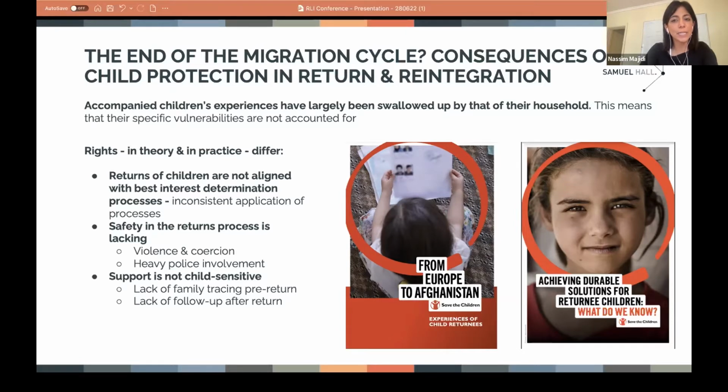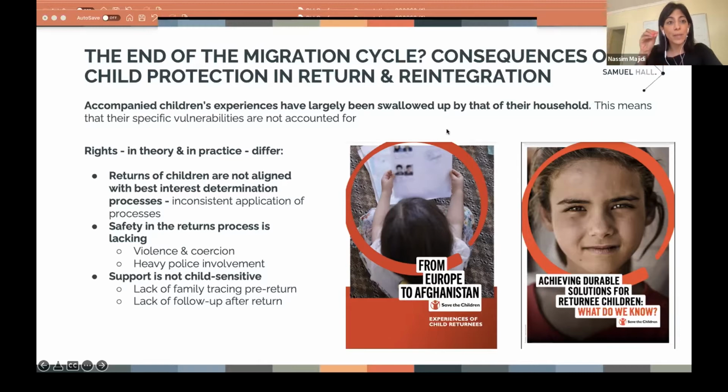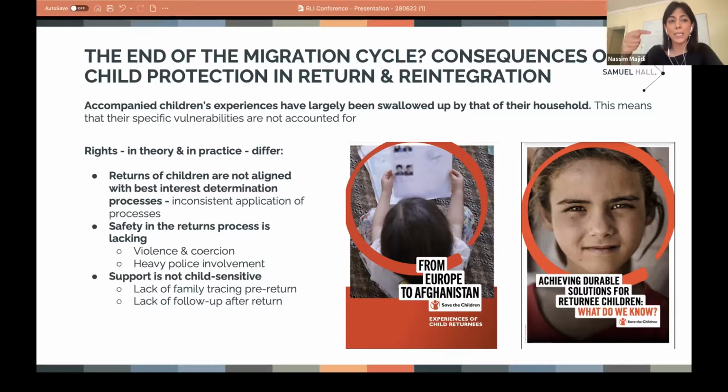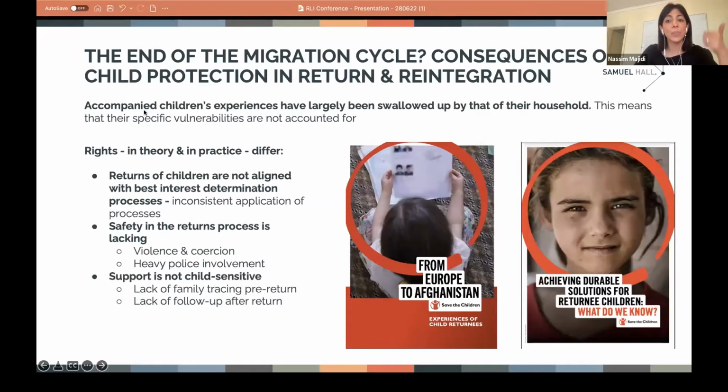I think the first is how our research shows that rights in theory are not applied in practice, in a context where, when we talk about returns, states' migration management considerations take over state obligations towards children. Specifically, what we found is that existing safeguards of children's rights are not being fully implemented. Best interest procedures are very inconsistently and rarely applied.